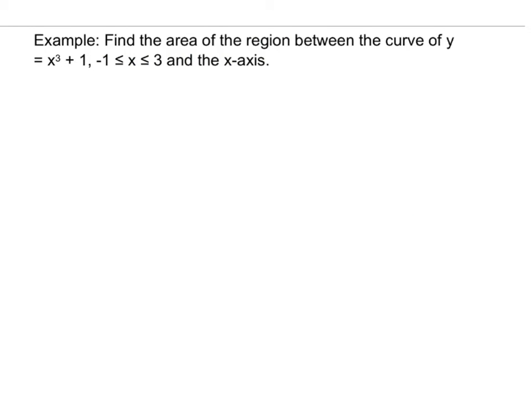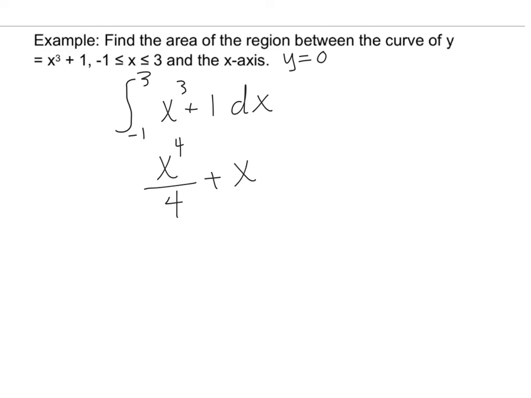So here's an example. Find the area of the region between the curve y equals x to the third plus 1, between -1 and 3, and the x-axis. Sometimes instead of saying x-axis, they say y equals 0. So we would do an integral from -1 to 3 of x to the third plus 1 dx. And then x to the fourth over 4 plus x, from -1 to 3.